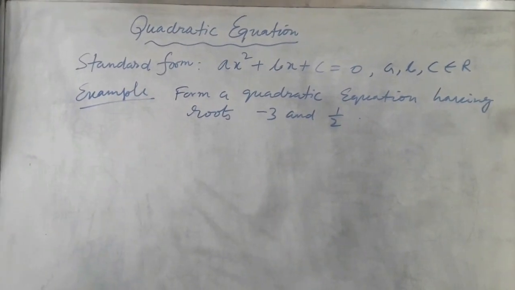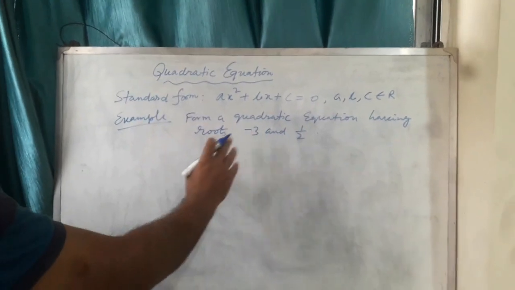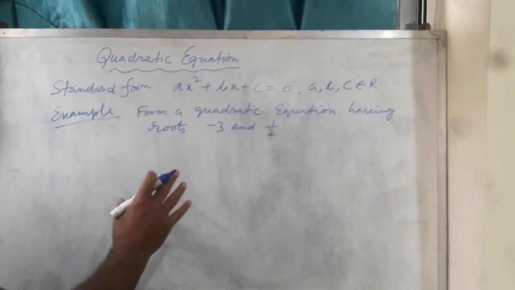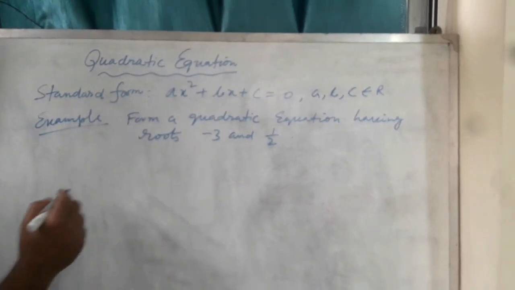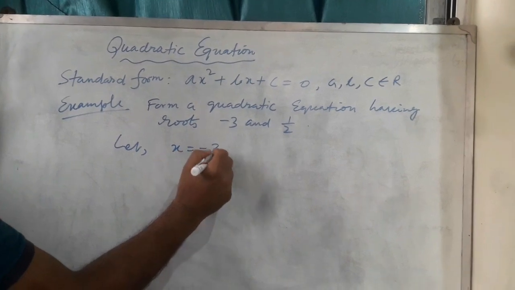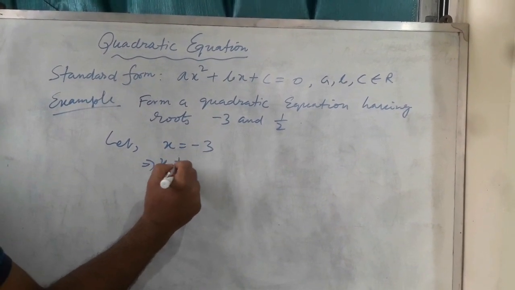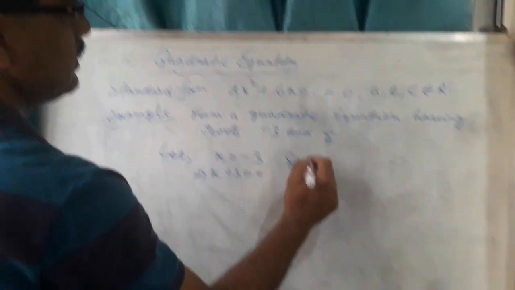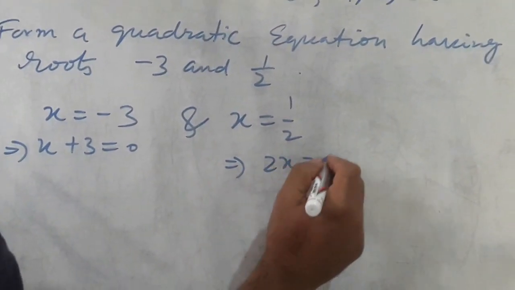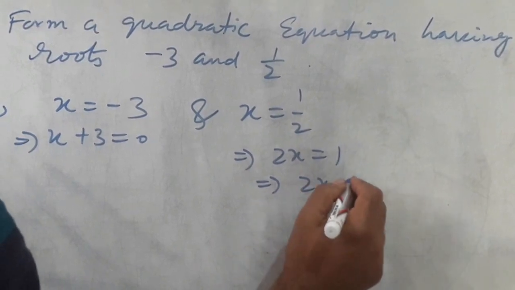See, this is another type of example. Form a quadratic equation having roots -3 and half. This time the roots are given, you have to frame the equation. So you can start this way. Let x equals to -3, so x plus 3 equals to 0, and x equals to half, that means 2x equals to 1, or 2x minus 1 equals to 0.